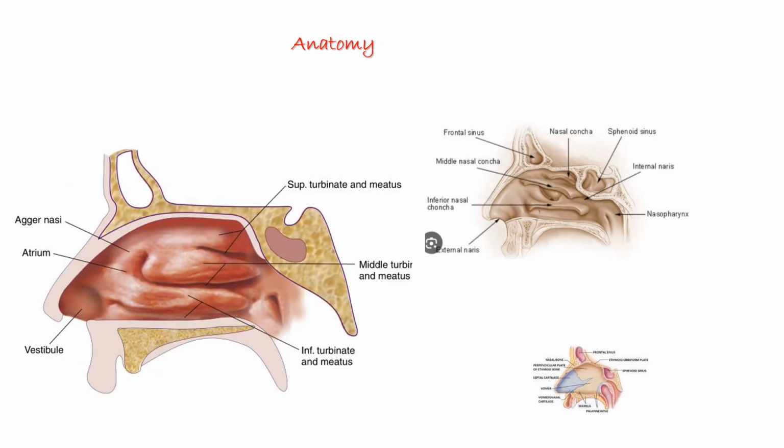The anatomy of the nose is very simple, where we have the external nose and we have the internal nose. The internal nose is just the nasal cavity. In the internal nose, we have the nasal concha or the turbinates, which are three of them: the inferior, middle, and superior. And below these turbinates, we have the opening of the sinuses, which are called the meatus.